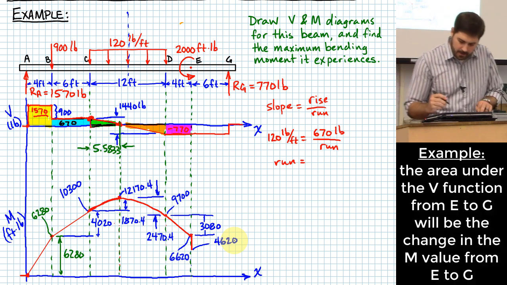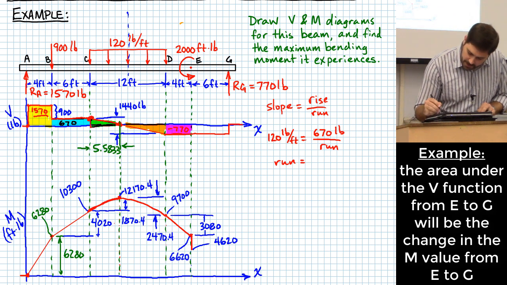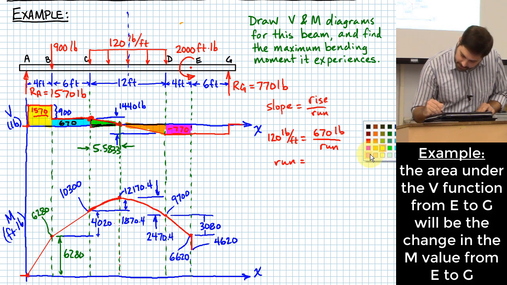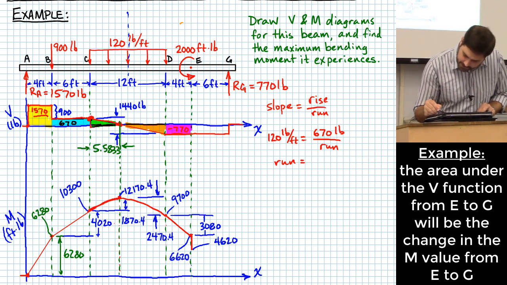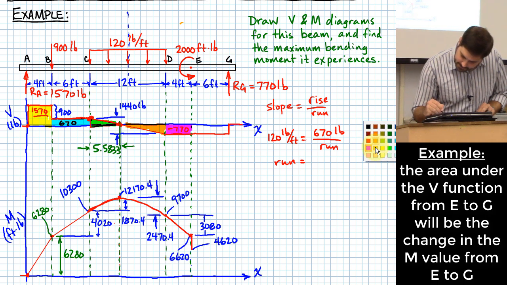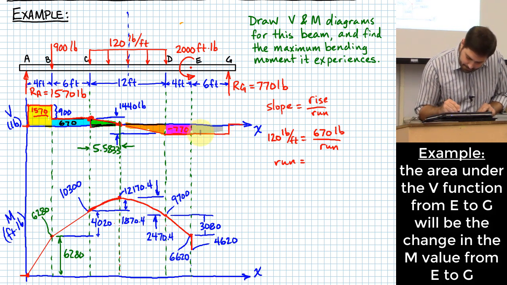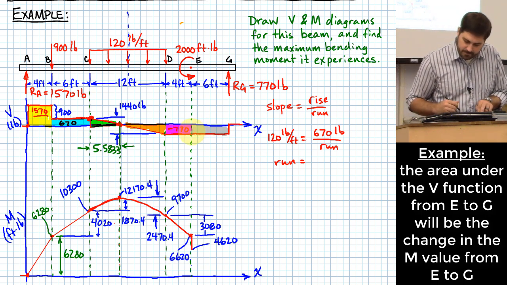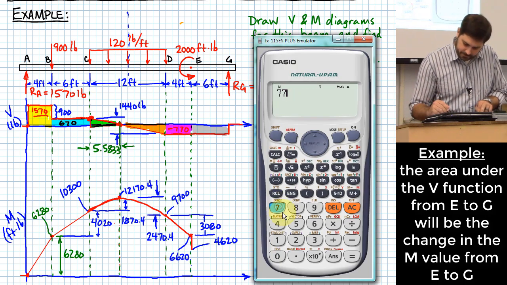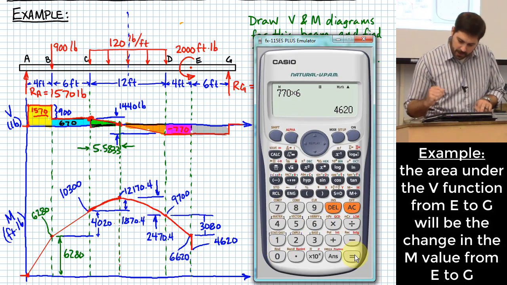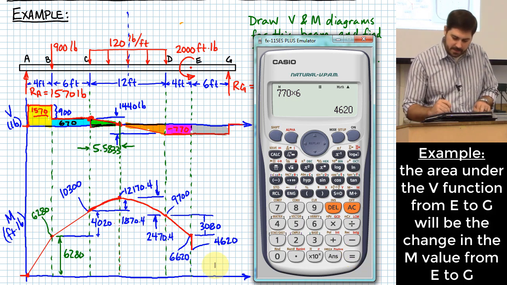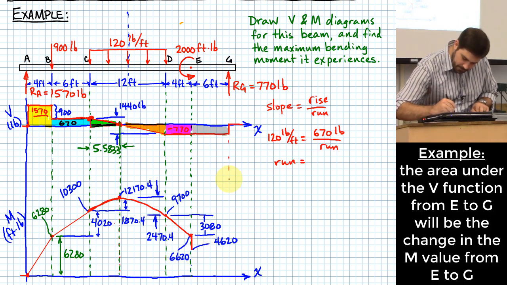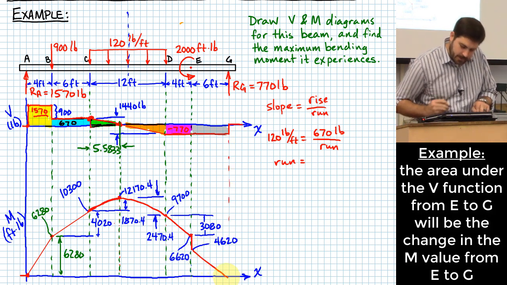And then my last little segment is going to be, let me get a different little color here. Let's say gray. What's the area of that segment? It will drop by 770 times 6. Takes me down 4,620, which is good, because I have to get down to 0.